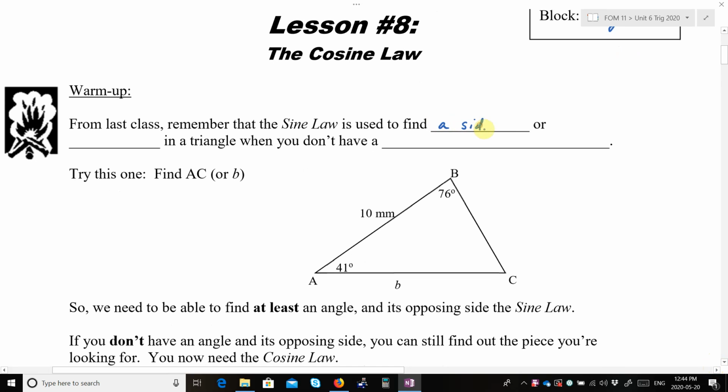a side or an angle in a triangle when you don't have a 90-degree angle. Okay, so the sine law and the cosine law are when you have triangles that don't have that little 90-degree box in it. So just general triangles like that, for example.